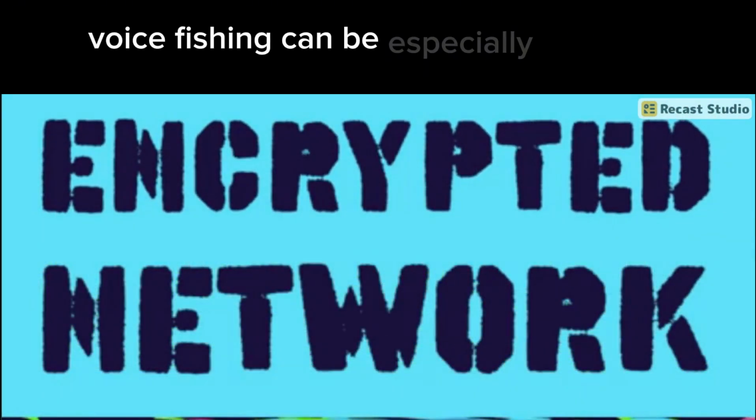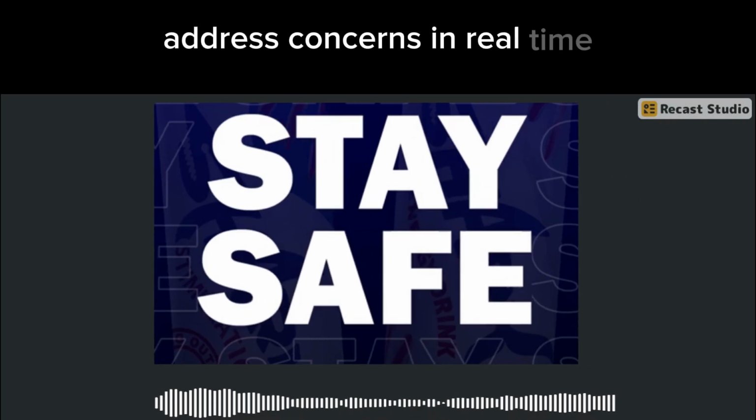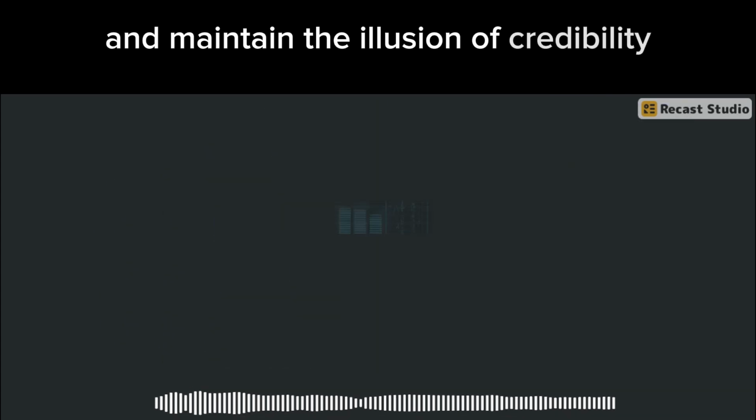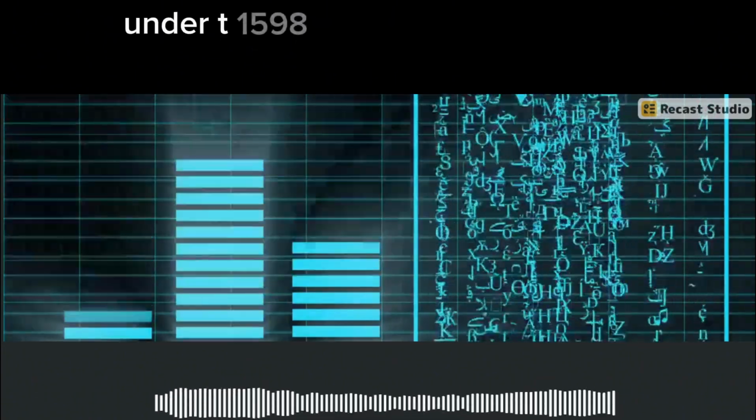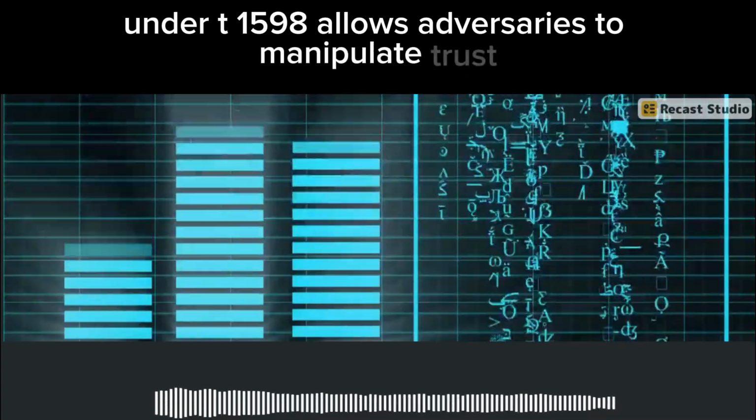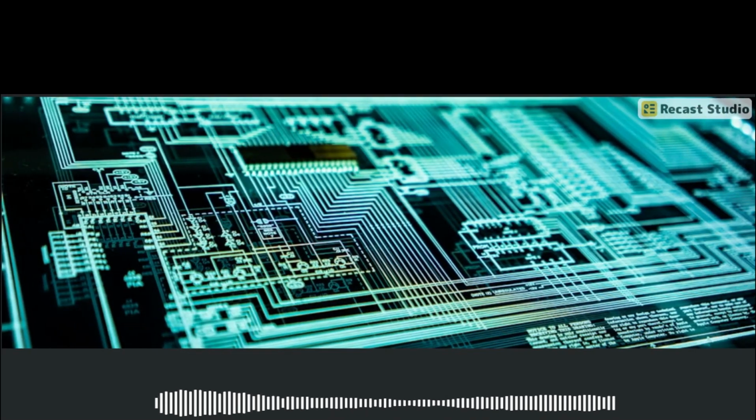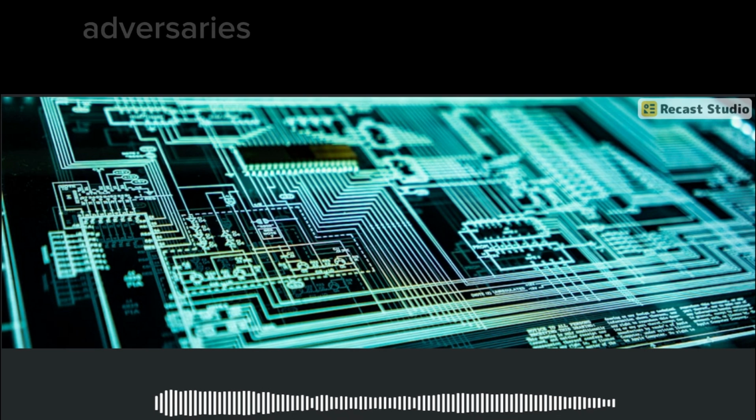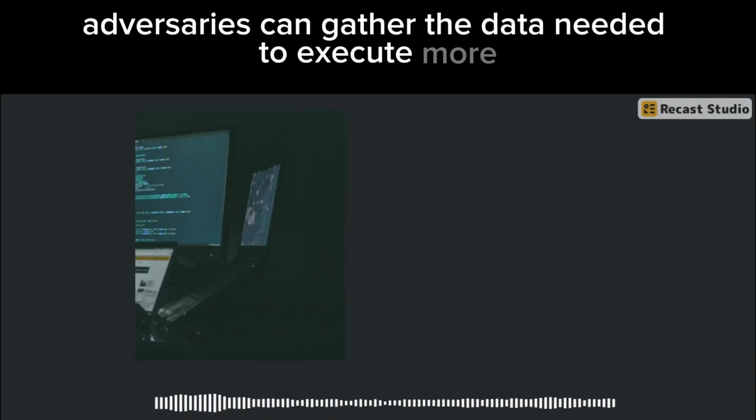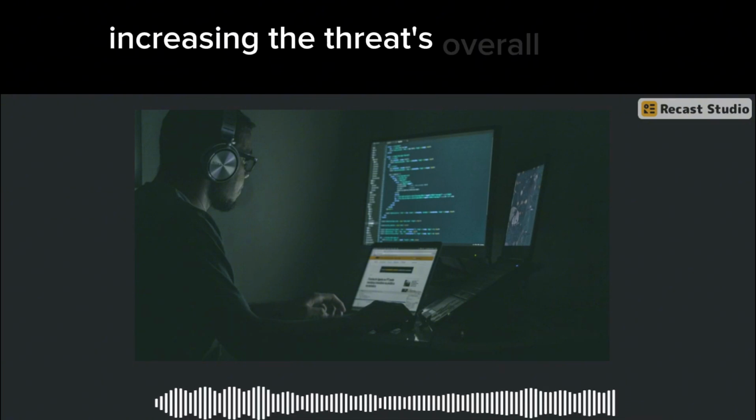Voice phishing can be especially effective because it enables attackers to build rapport, address concerns in real time, and maintain the illusion of credibility, making it easier to coax sensitive information out of the target. Each of these phishing for information techniques under T1598 allows adversaries to manipulate trust, leverage urgency, and use social engineering across multiple platforms. By crafting phishing messages that specifically aim to collect sensitive information, adversaries can gather the data needed to execute more advanced attacks or gain unauthorized access to systems, increasing the threat's overall impact.